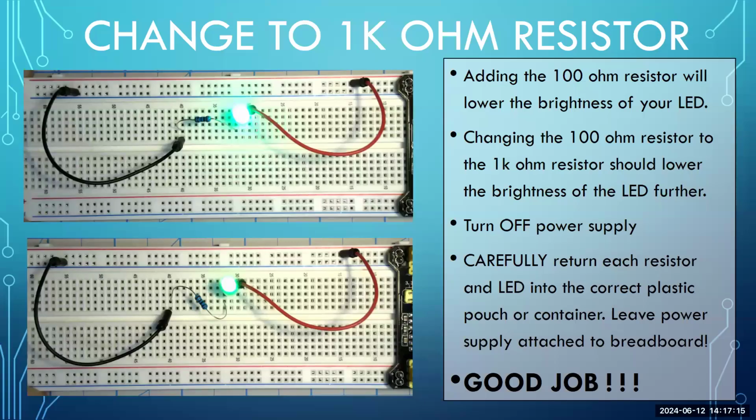So what we're going to do next in our PowerPoint slideshow is change the 100 ohm resistor to a 1 kilo. K stands for kilo, and kilo means 1,000. So we're going to change this from 100 ohms to 1,000 ohms, meaning 10 times the amount of resistance.